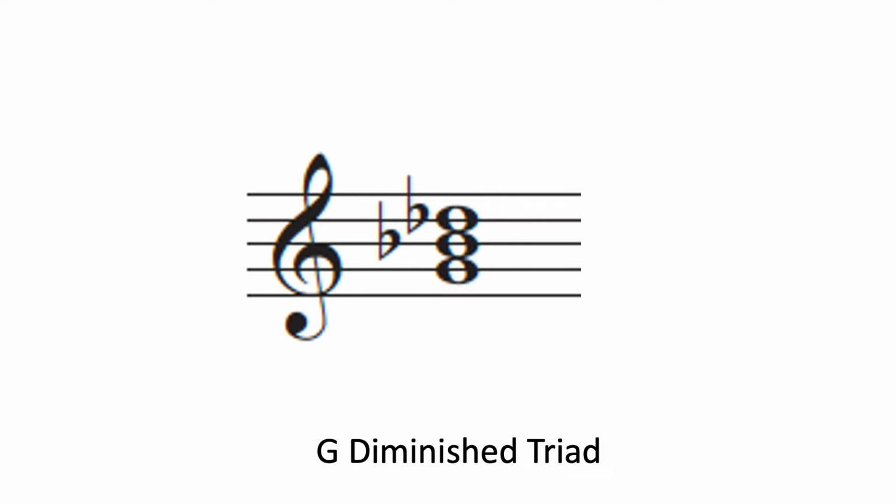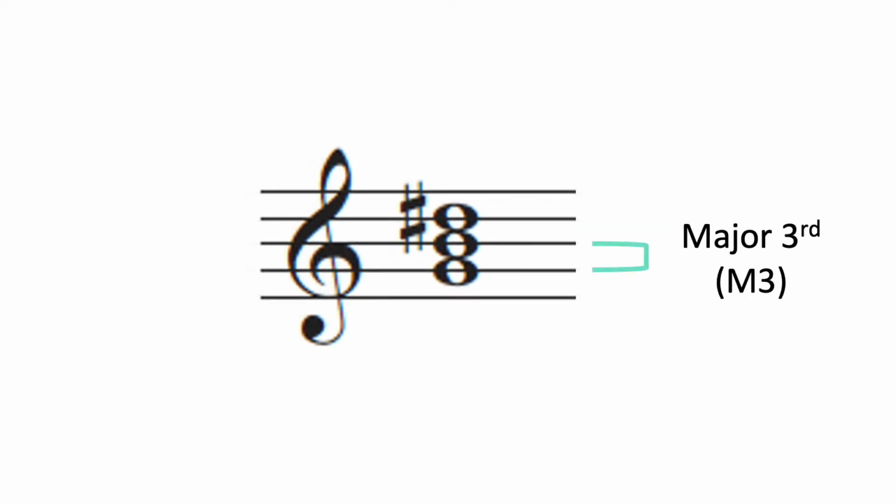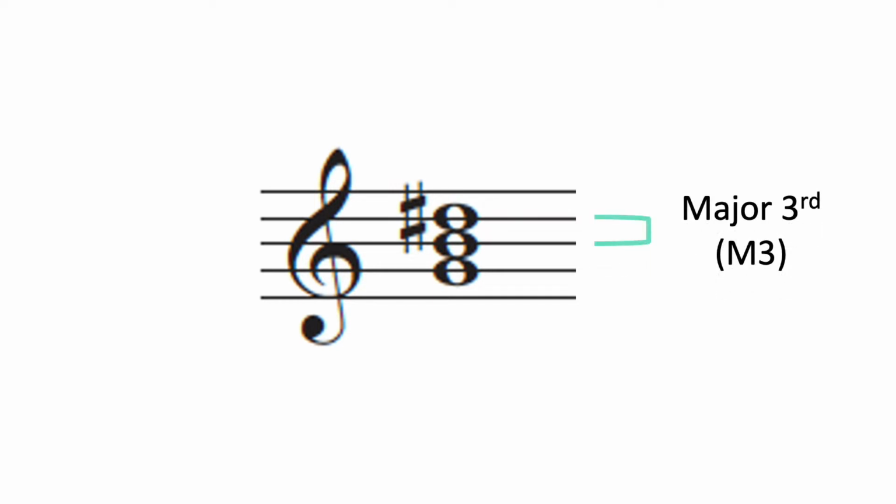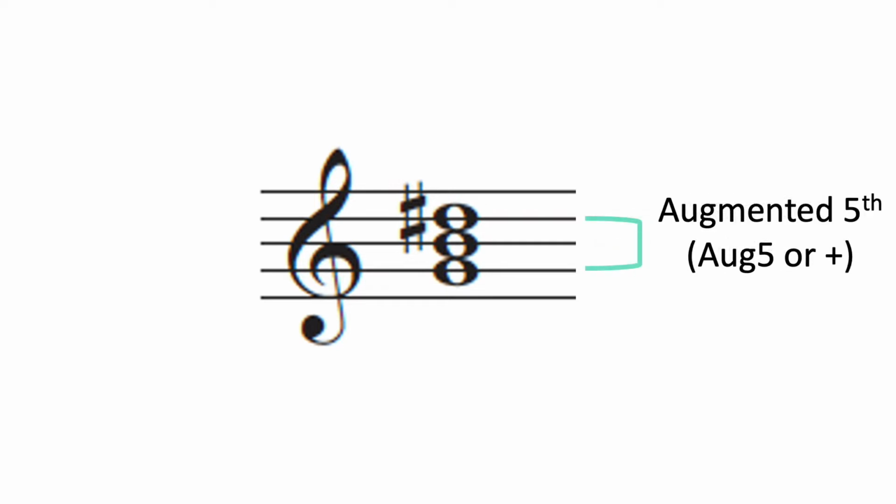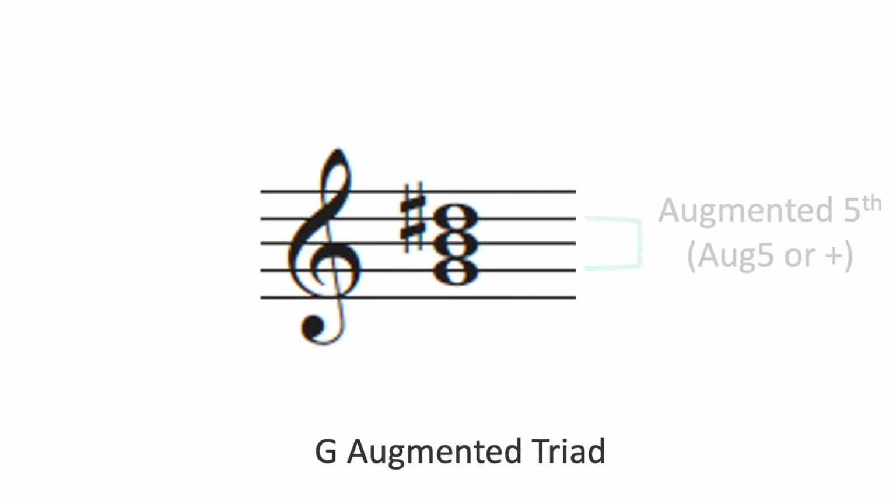Okay, so if we're going to have two minor intervals, what if we have two major intervals? So the bottom two notes are a major third. The top two notes are a major third. So this changes our bottom note to top note interval, so it's now augmented. We have an augmented fifth from the root to the top note. So this creates a G augmented triad.